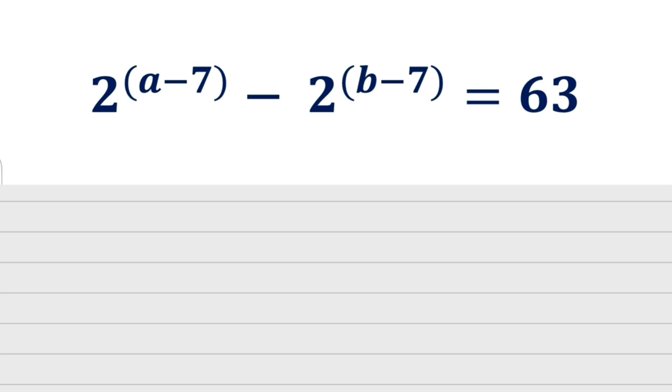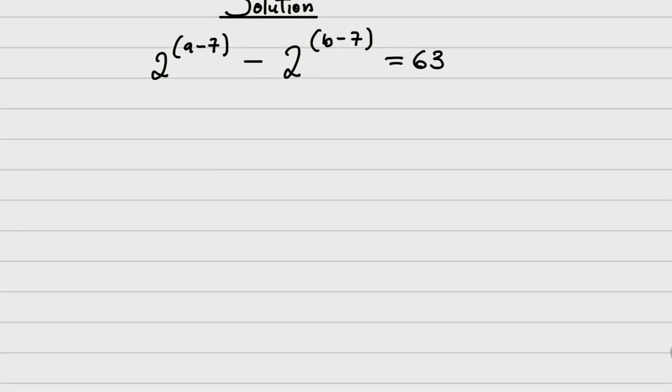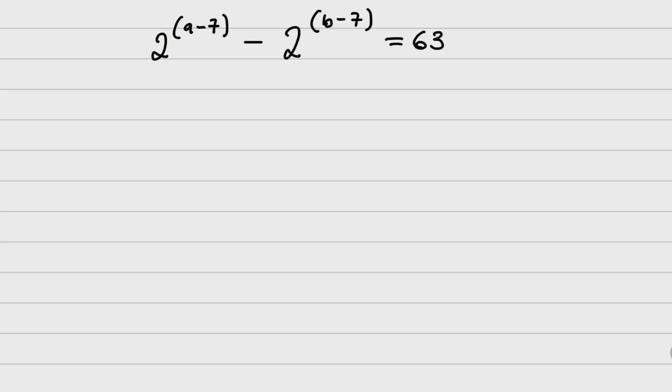I'll be working on this Olympiad question and it is a very interesting one, so I would like you to learn. All right, so the question is 2 raised to power a minus 7 then minus 2 raised to power b minus 7 is equals to 63. Now you see, in this question, we are going to be using indices a lot, okay?